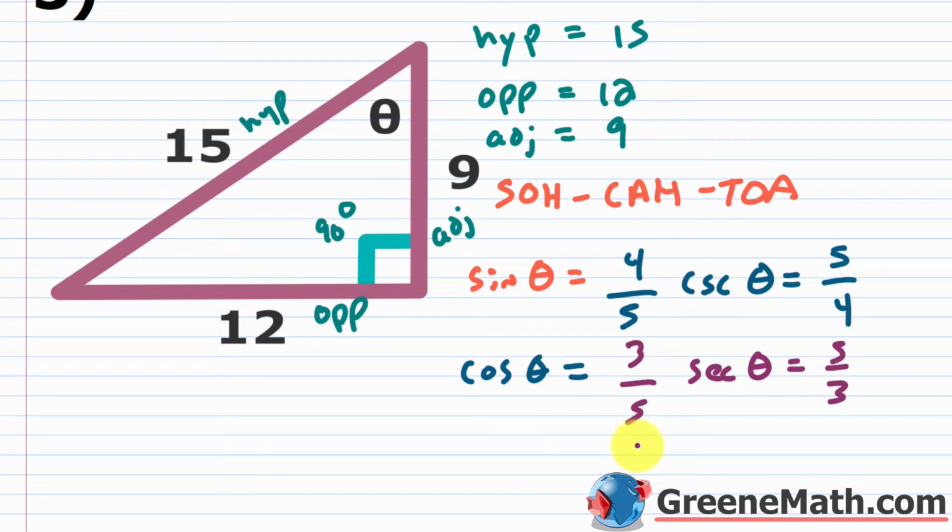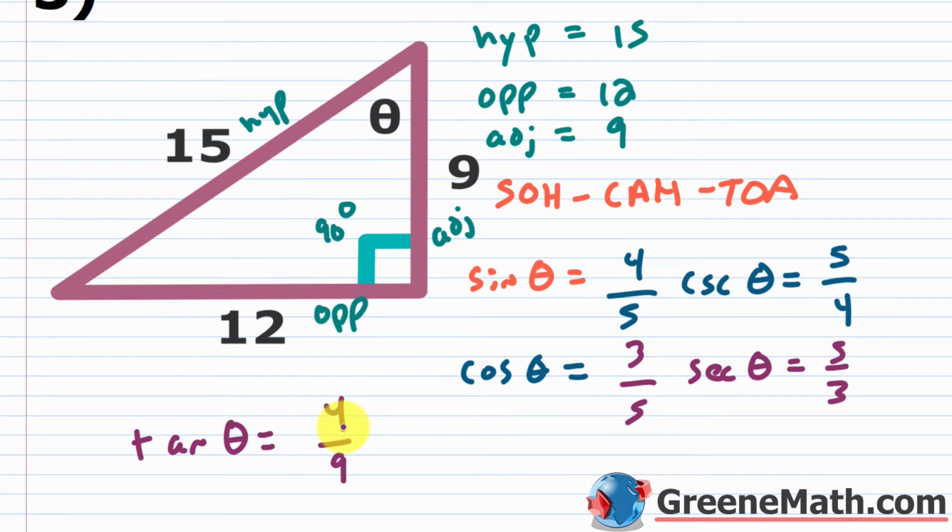Now, let's think about the last two. So you're going to have your tangent of theta. And again, that's your T here. You have O and then A, so opposite over adjacent. Opposite here is 12, adjacent here is 9. So 12 over 9, and again, you can cancel a common factor of 3.